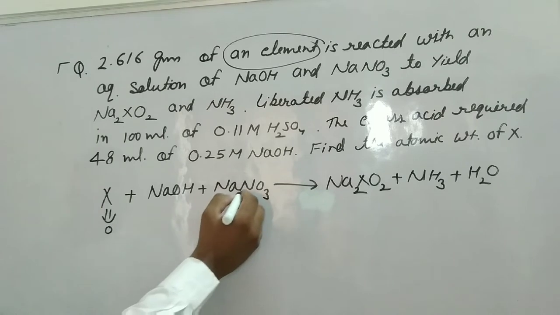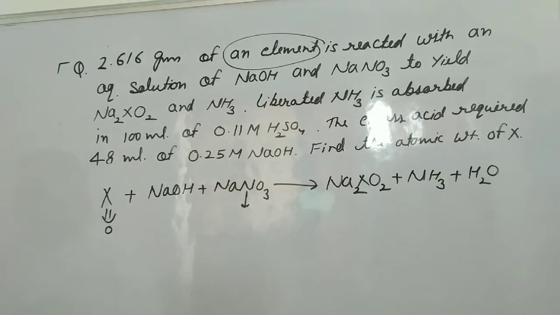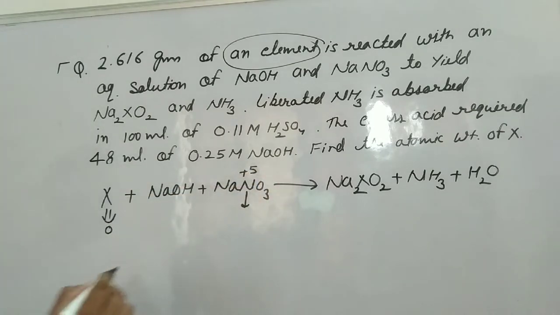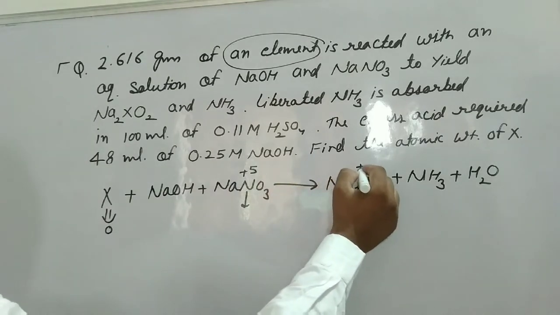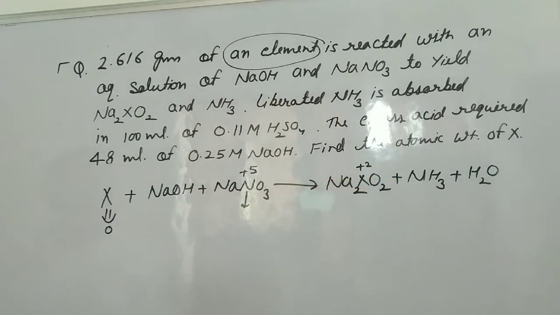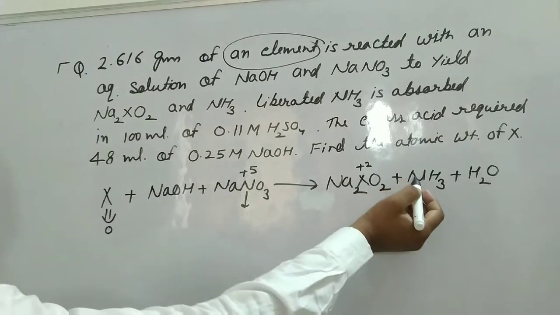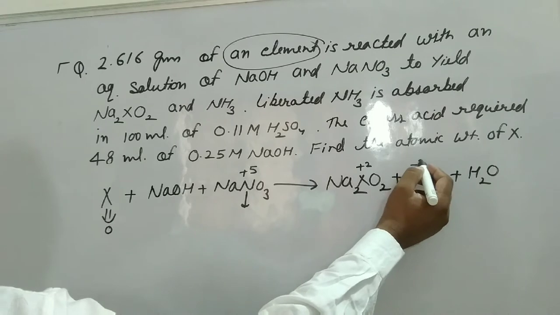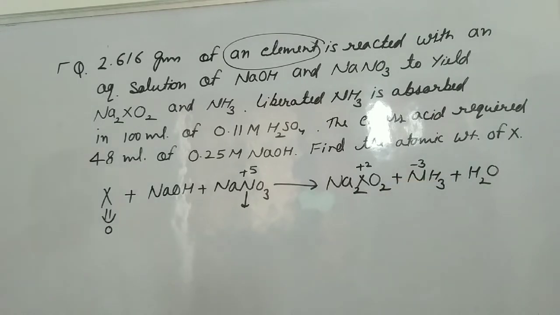Now what is the oxidation number of N here? If we calculate, its oxidation number will be plus 5. And what is the oxidation number of X here? X is in the plus 2 oxidation state. And what is the oxidation number of N in NH3? That is minus 3. We can calculate it, correct?